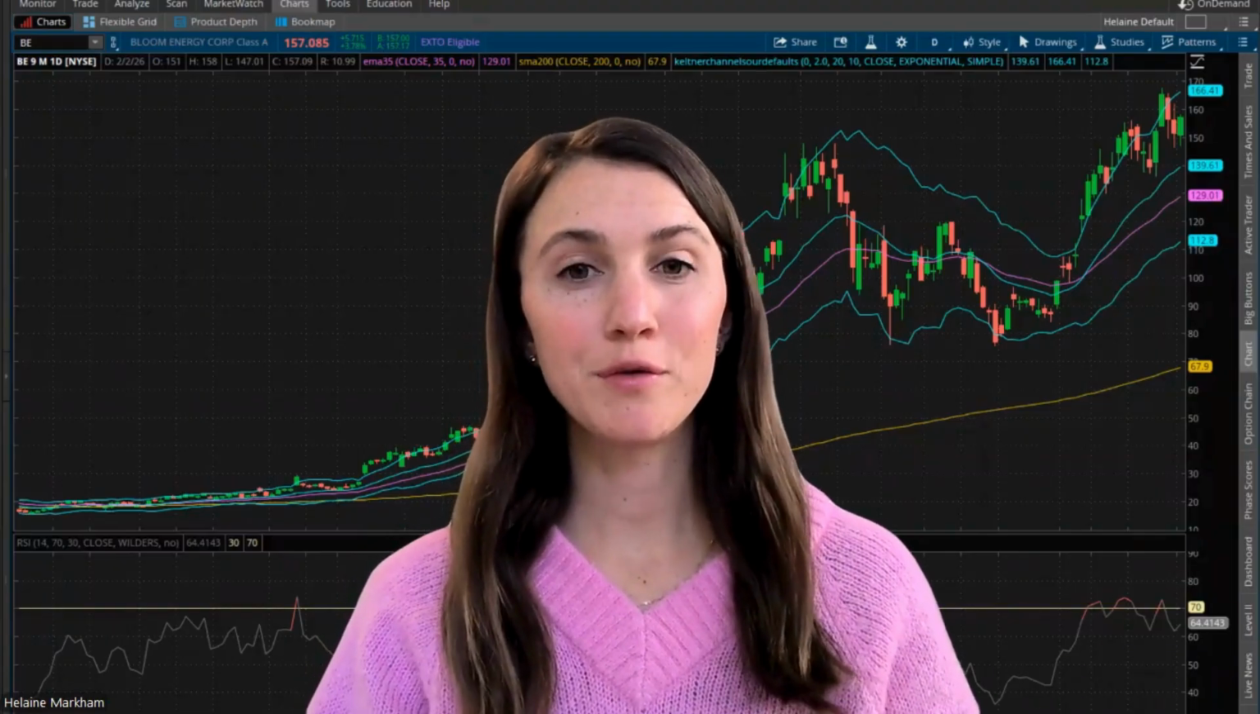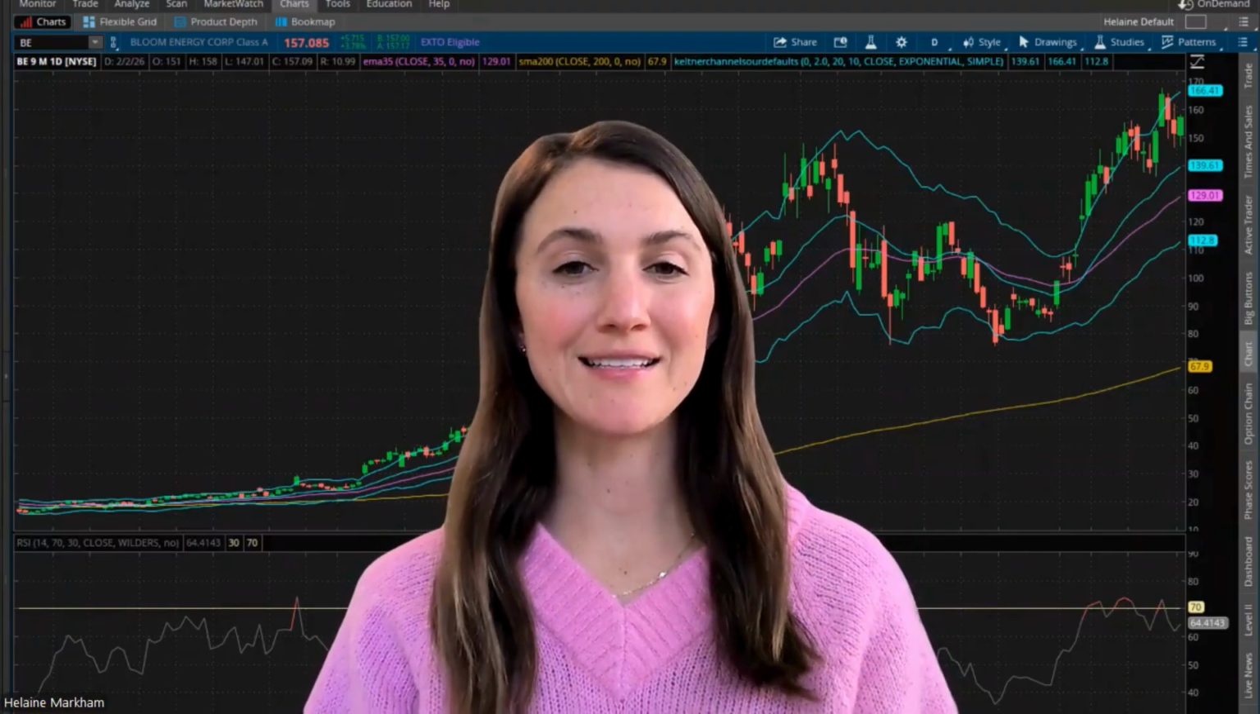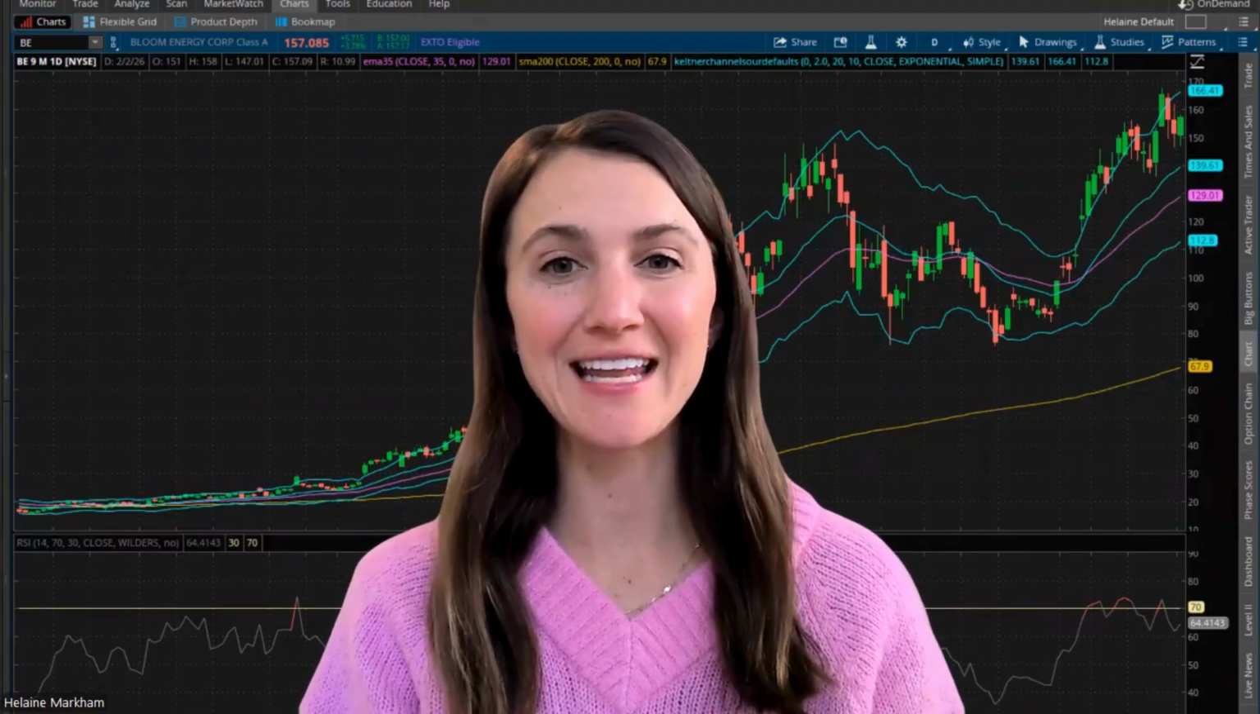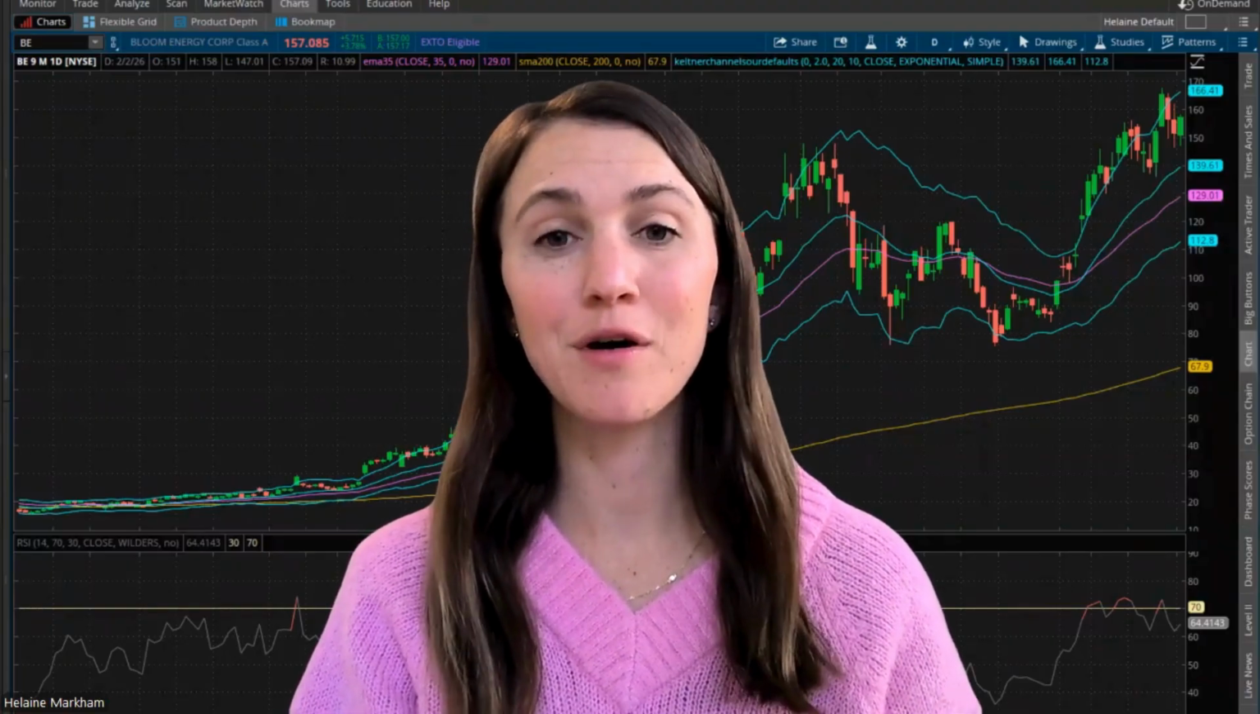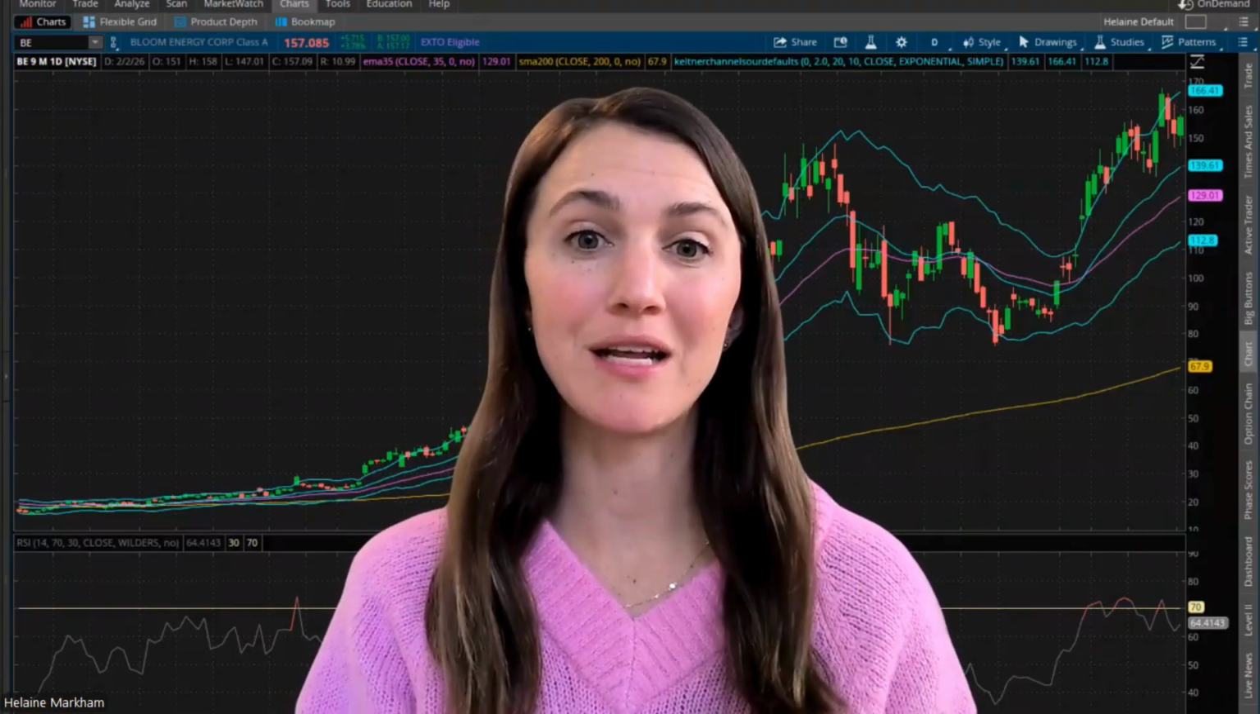The first thing that we want to do is confirm the trend. And this is really easy to do. You don't need any special indicators. All you need is your Robinhood account. So I'm going to go ahead and pull up my Robinhood and we'll take a look at a chart together.